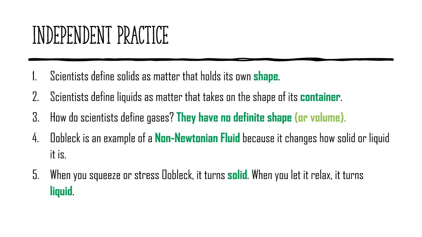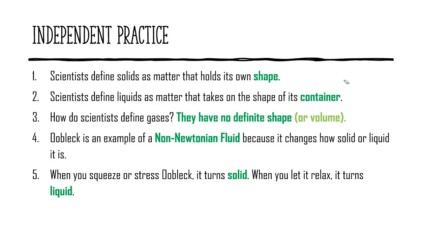First off, we're looking at numbers 1 through 5. Scientists define solids as matter that holds its own shape. Like, for example, staying in the shape of an ice cube, or my desk stays desk-shaped all the time, right? Number 2, scientists define liquids as matter that takes on the shape of its container. So if I put water into a square glass, the liquid water becomes kind of square-shaped. But if I put it into a circular glass, it becomes circular-shaped.